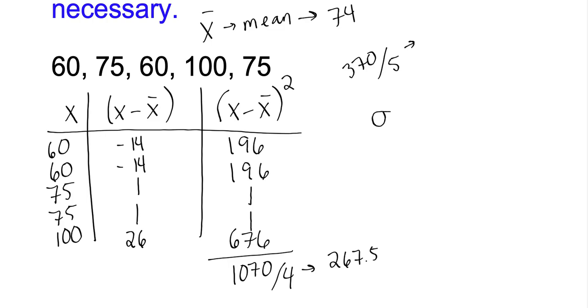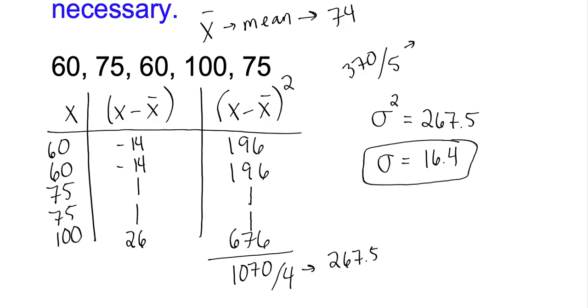Okay? That number right there is called the variance. So remember I talked about this letter. It's sigma. Variance is sigma squared. Okay? So sigma squared equals 267.5. And then we have to get to sigma, which is my standard deviation, by square rooting that number. So if I square root that number, you get 16.355. And we said to go to the 10th, so 16.4. Okay? This is the number that you're looking for in the end.